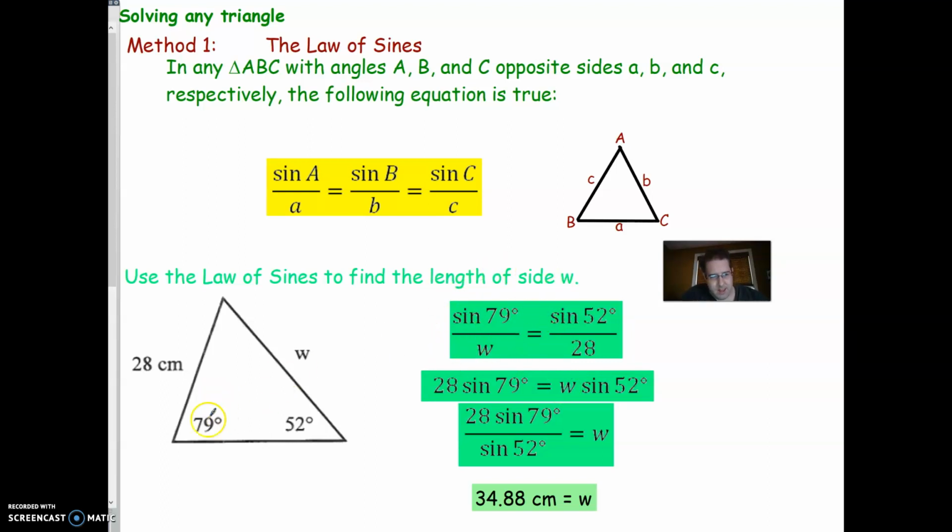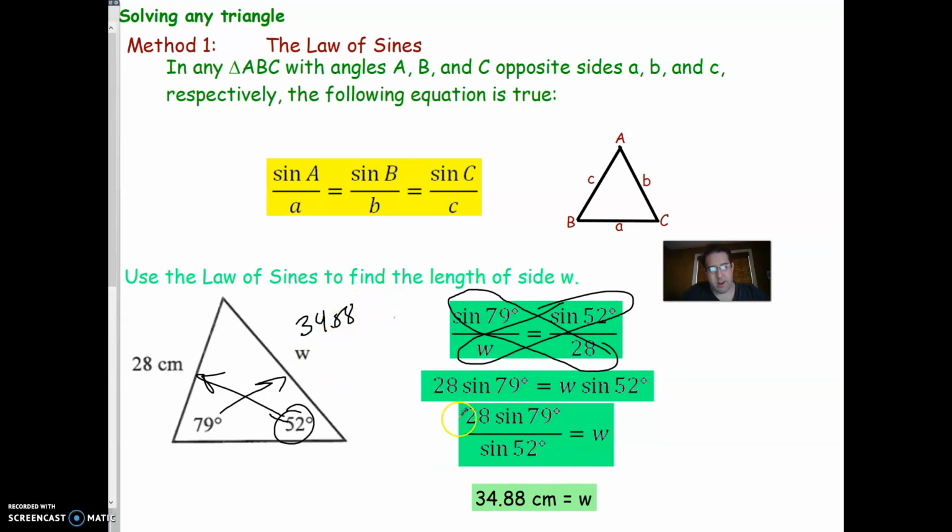So we can say that sine of 79 degrees over W is equal to sine of 52 degrees over 28. Once you've done this, you cross multiply, which you can see the work done right here. Then you're trying to solve for W, so you divide both sides by sine of 52, put this in the calculator and you get your answer. And now you know what this is.